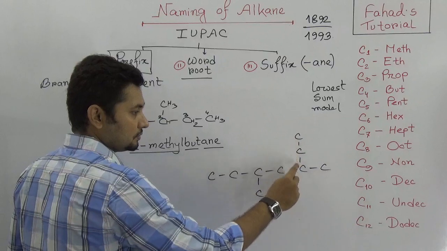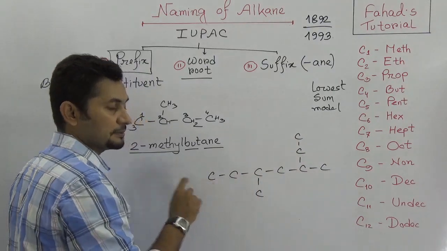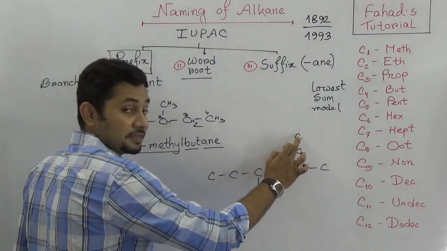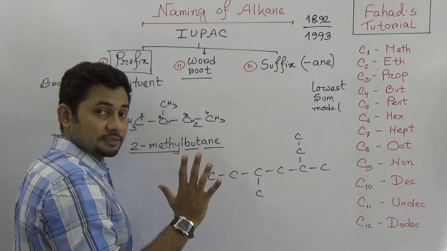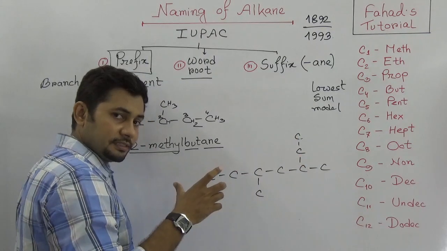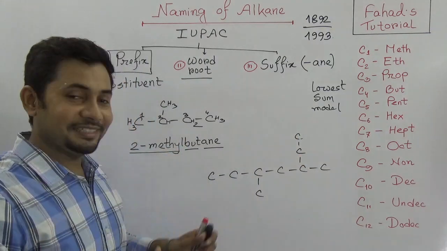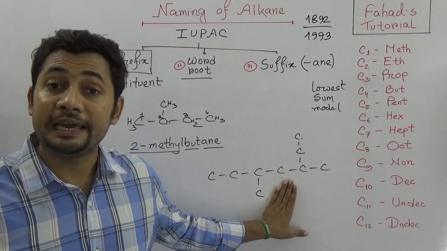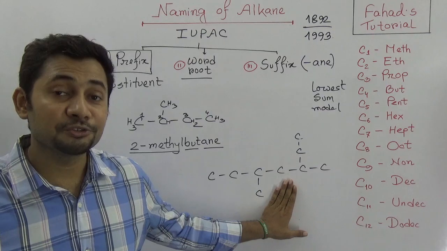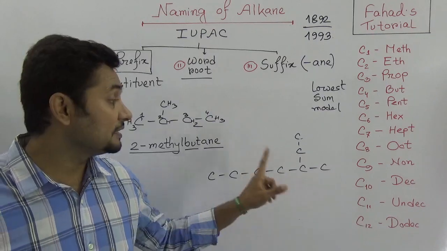Or 1, 2, 3, 4, 5, 6, 7. So if I go from this way to this way, we will find 7 carbons. And again, if you come from this way to this way, we'll again find 7 carbons. Right now, the name is heptane. But we have branches. We need to count the number of branches on these carbons.